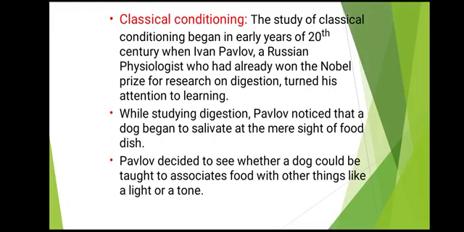So in today's class, we are going to start with the next theory of learning, that is classical conditioning theory. Classical conditioning theory was given by a Russian physiologist, Ivan Pavlov. Basically, he was not a psychologist, he was a physiologist, and his main research work was on digestion, and he also won the Nobel Prize while working on digestion.